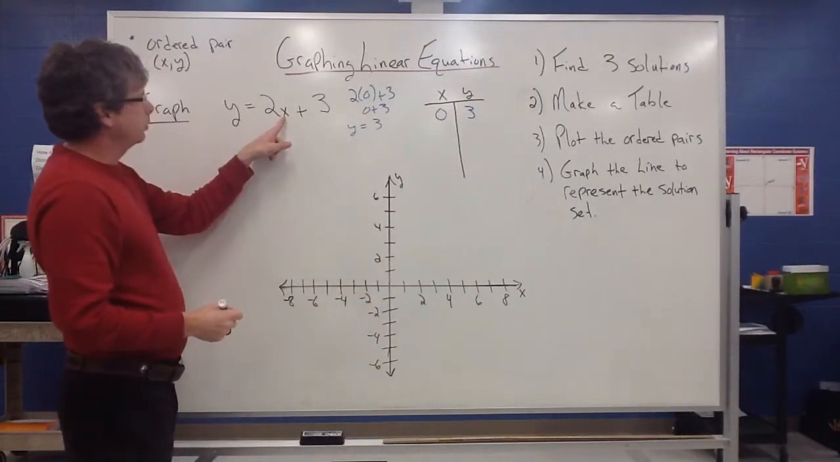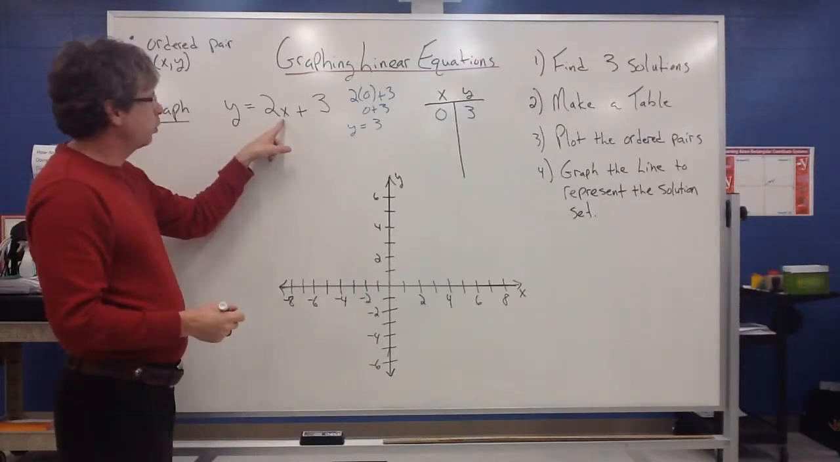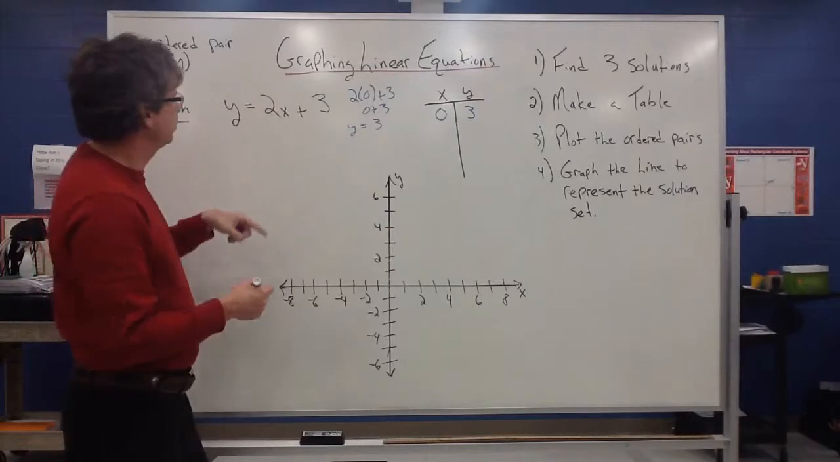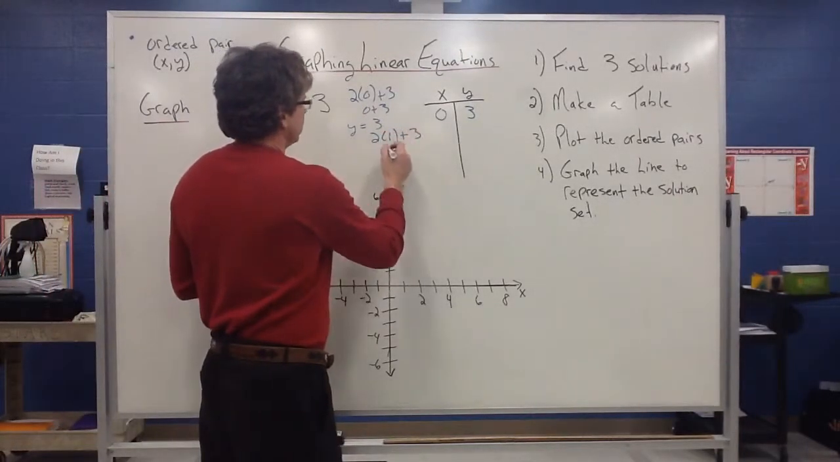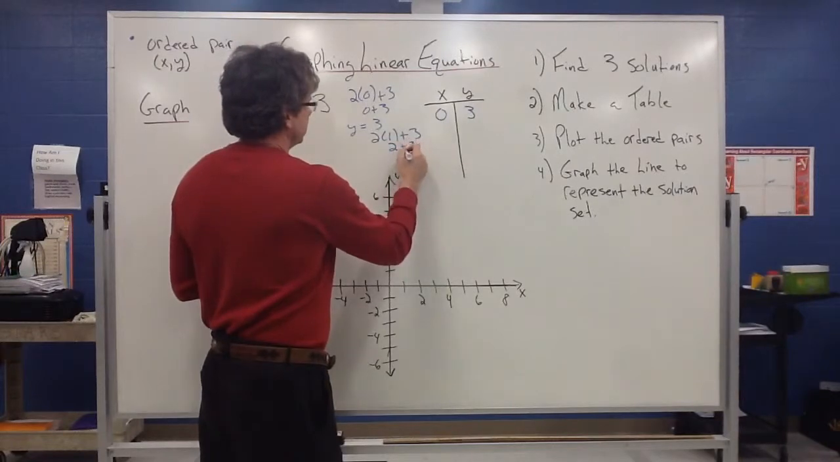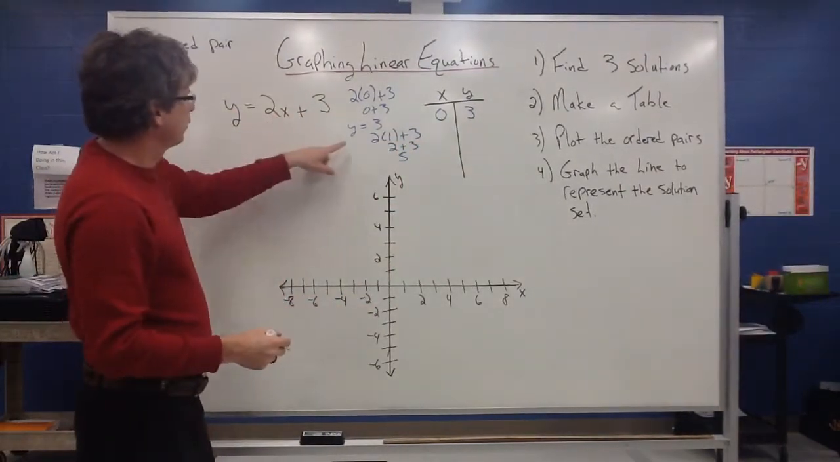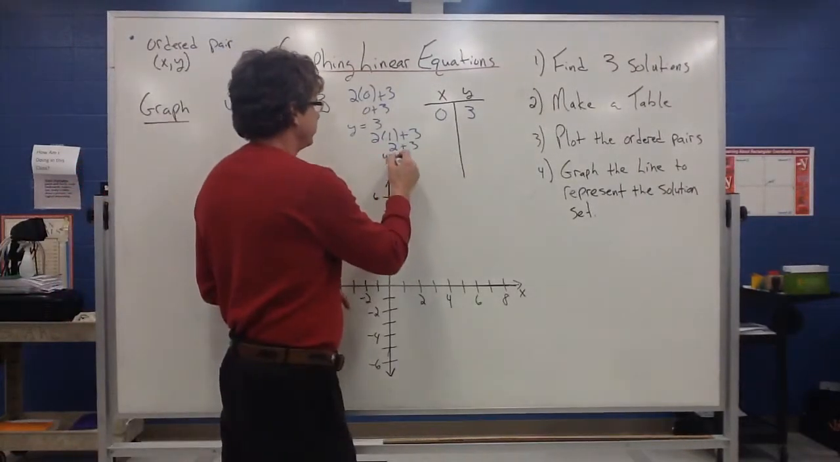Again, I could probably easily pick 1. Again, y is going to depend on what I pick for x. And if I just pick 1 for x, that solution is also pretty easy to find. So 2 times 1 plus 3. So that's going to be 2 plus 3, which in turn gives me a 5. So if I pick x to be a 1, then y would equal a 5.